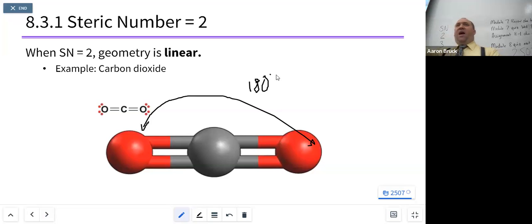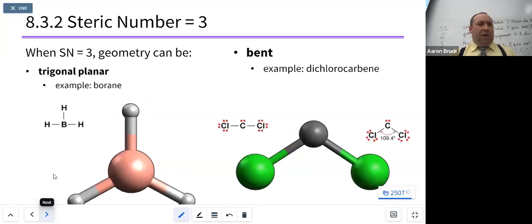which makes sense. It's a line. Lines are 180 degrees apart from one end to the other. So this is the simplest of the shapes. You do see it in certain kinds of situations. Carbon dioxide is a good example of those. But it definitely gets more complicated from here. Let's move on to steric number 3.